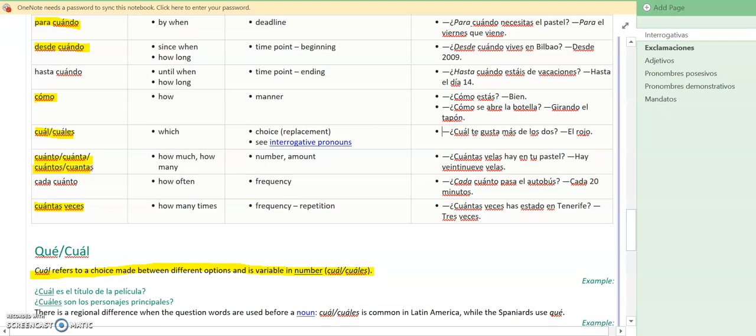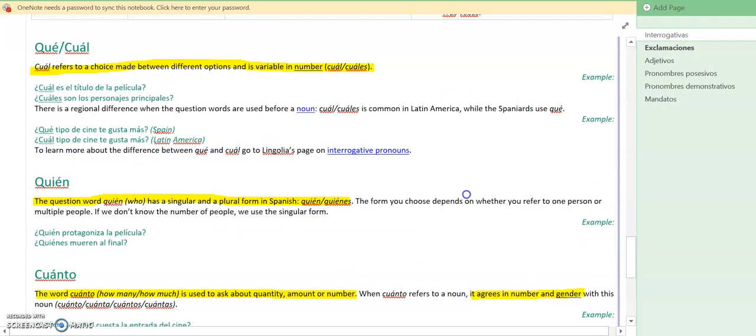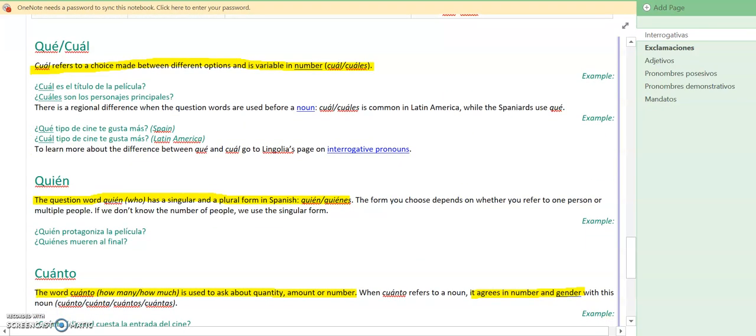And then on the bottom, it says, what is special about cuánto? So it talks right here about qué, quién, and cuánto. So cuánto right here talks about how many or how much. And what's interesting about cuánto is it agrees in number and gender. So it can be cuánto, cuánta, cuántos, or cuántas. That's the same thing with quién. It could be quién or quiénes, and cuál can also be cuál or cuáles, so they can also go plural.